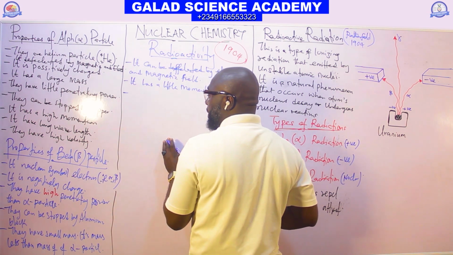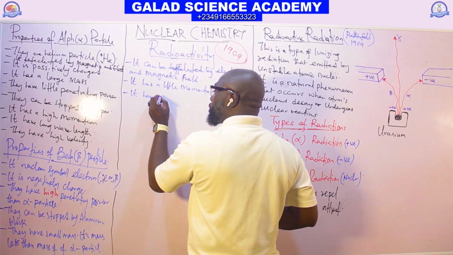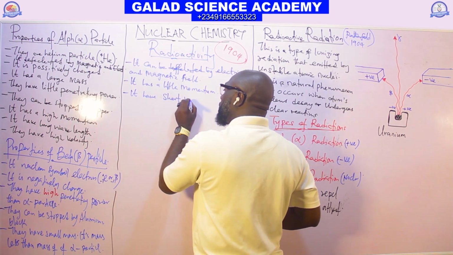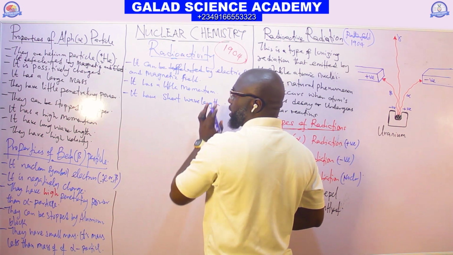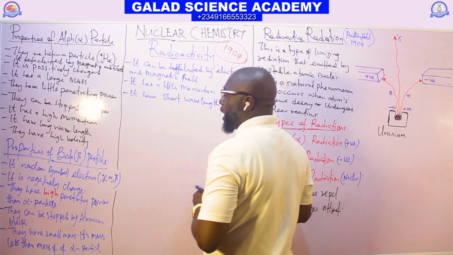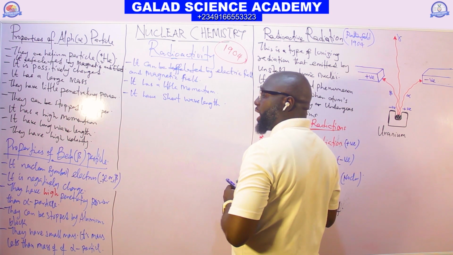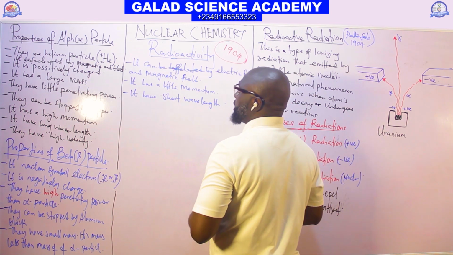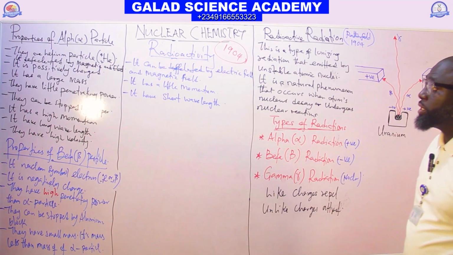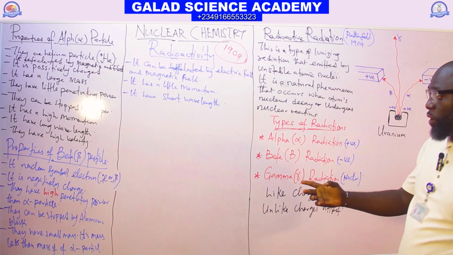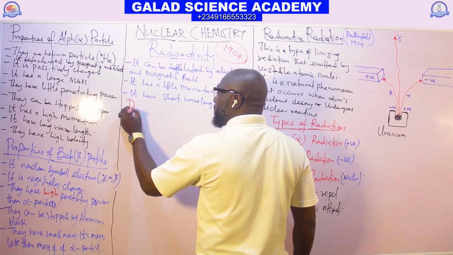and it has short wavelength, and it also has high velocity. So these are the properties of beta particles. The last one is properties of alpha particle.